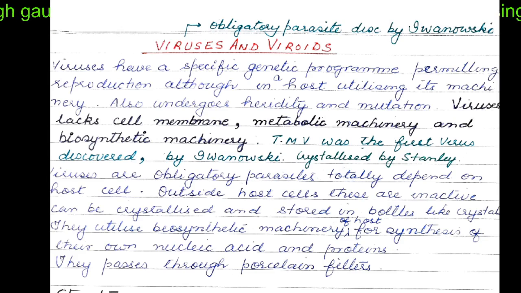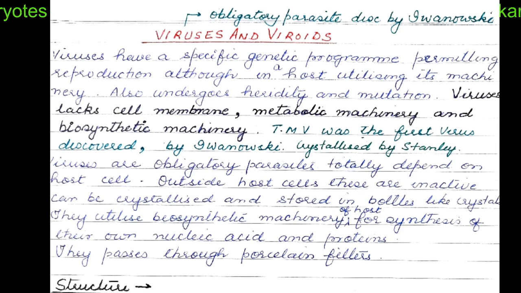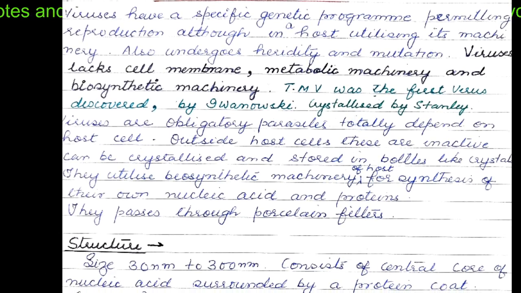They lack cell membrane, metabolic machinery, and biosynthetic machinery, but they may have certain enzymes which function whenever the virus comes in contact with the host machinery. Tobacco mosaic virus was the first virus which was discovered by Ivanovsky, and this virus was crystallized by Stanley. By this property displayed by the virus, Stanley stated that viruses are the connecting links between the living and the non-living worlds.